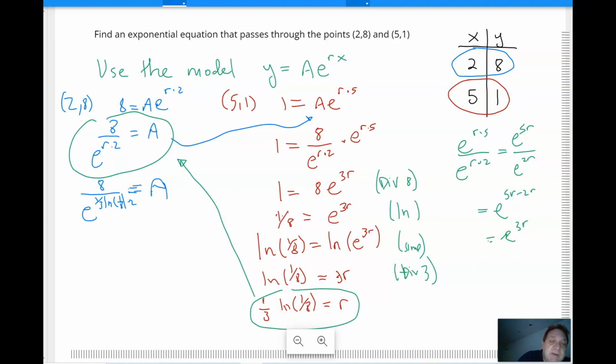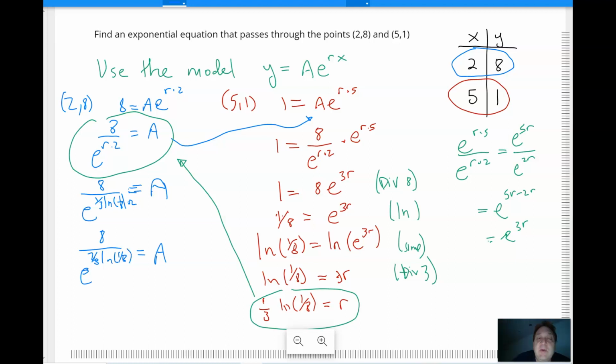I'll just clean that up a little bit by multiplying the 2 times a third. 2 times a third is 2/3. So this is 8 over e to the 2/3 ln of 1/8.